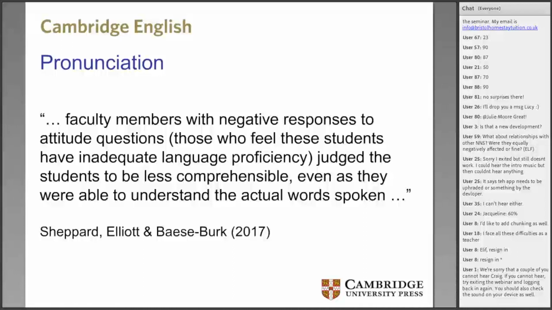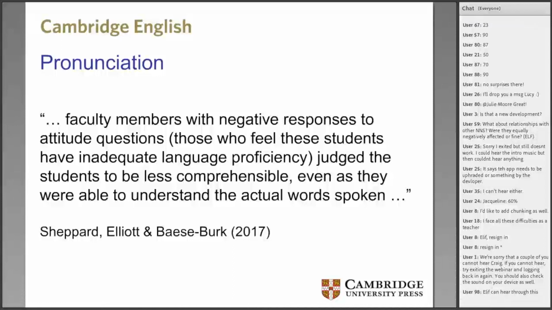And what they concluded, as you can see in this quote here, is the ones who had negative responses to the attitude questions, in other words, those who feel that the students had inadequate language proficiency, judged the students to be less comprehensible, even as they were able to understand the words spoken. So what that means is that these lecturers were able to transcribe what the students were saying, they could write it down, but their perception of these students was that they didn't speak English very well, even though they could clearly understand them because they could transcribe what they were saying. So there's a little bit of a mismatch here.